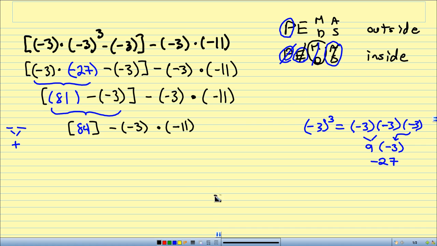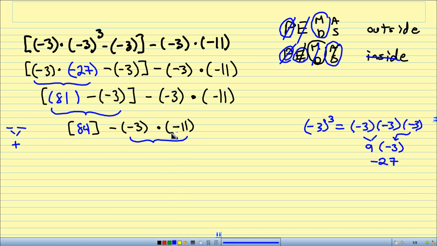So I'm done with inside the brackets. There's nothing I can simplify. I got 84 in the brackets, nothing else I can do. So I'm done with the inside, and I'm going to go back to the outside. Any parentheses I can simplify? No, no, no. So I'm done with my parentheses. Now I'm looking for exponents. Do I have exponents? No, I don't. Done with that. I'm going to look for multiplication or division. Do I have any of that? Right here. I got -3 times -11, so I can simplify that right there.